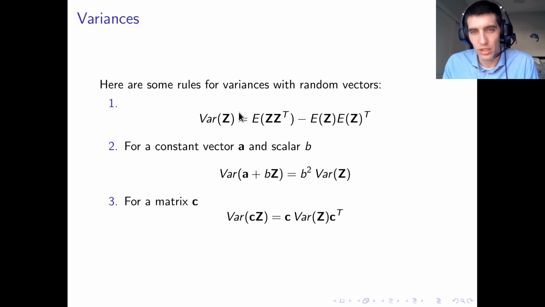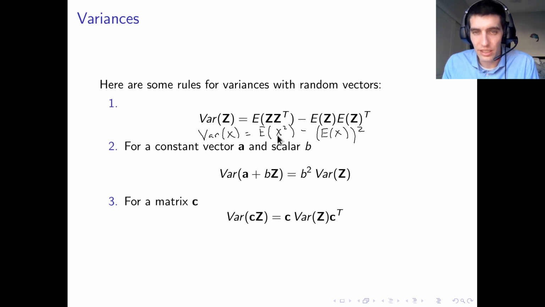The first one is that a shortcut for computing it is the following. Okay, and that is the expectation of ZZ transpose minus the expectation of Z times the expectation of Z transpose. This should actually look pretty familiar. For a scalar, we have the variance of x is the expectation of x squared minus the square of the expectation. Hope you've seen this before. We've referenced it in this course.